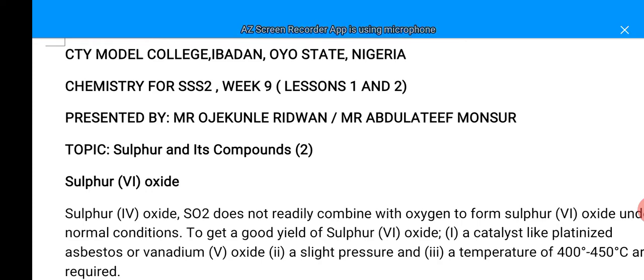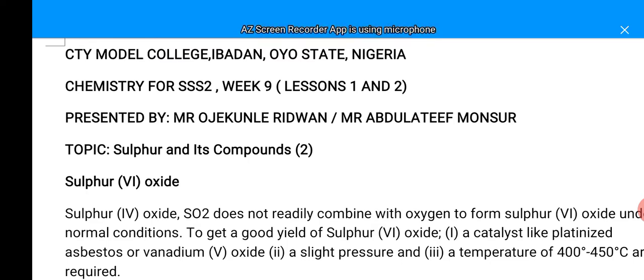Sulfur 6 oxide. Before now, we have looked at sulfur and how it can be extracted. We have looked at some other compounds of sulfur, like hydrogen sulfide, its physical and chemical properties, and the likes. We have looked at the allotropes of sulfur and the different reactions it can undergo. We have also talked about sulfur 4 oxide itself. But today we shall continue to look at another compound of sulfur, which is sulfur 6 oxide.